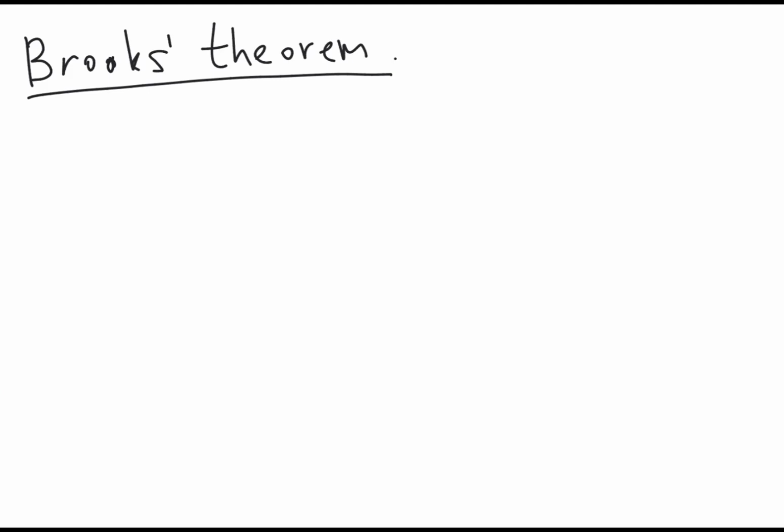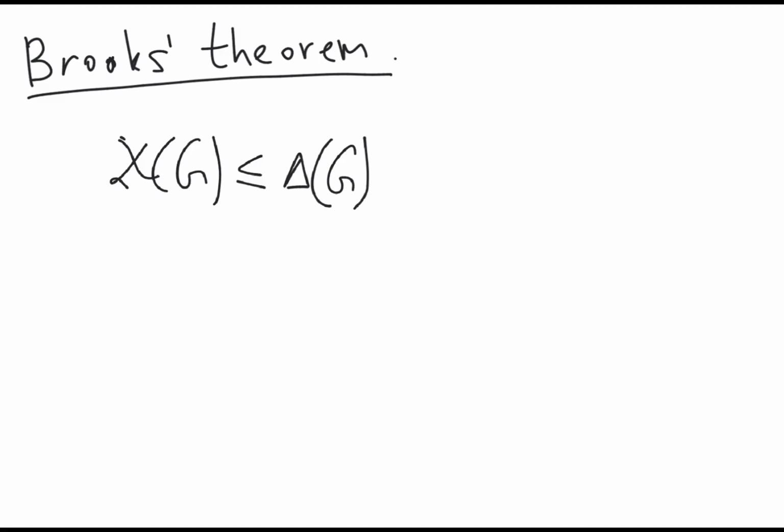So the theorem says that under certain conditions, chi of G, the chromatic number of graph G, is less or equal than delta, the maximum degree of graph G, under certain conditions and with certain exceptions. So this is a general statement. Now I will give some background to explain all these conditions and exceptions.